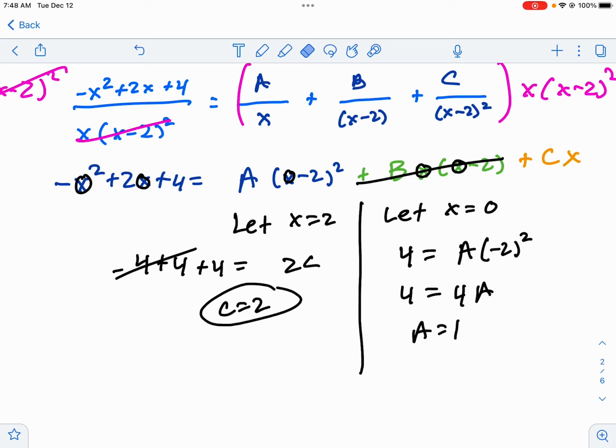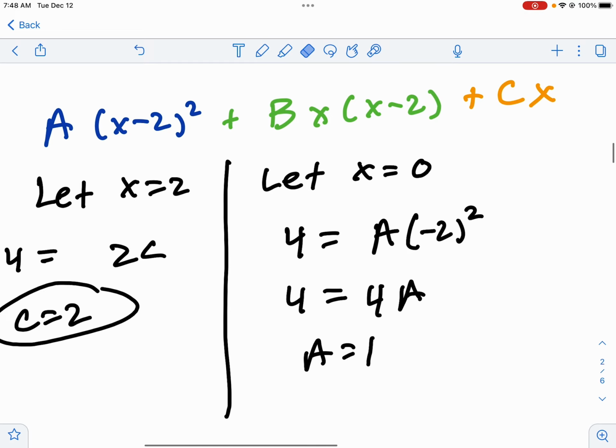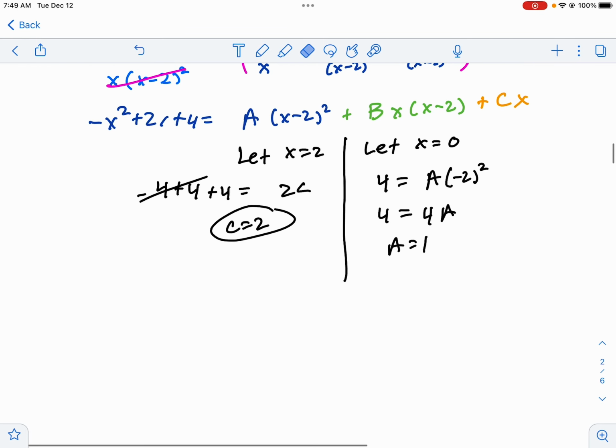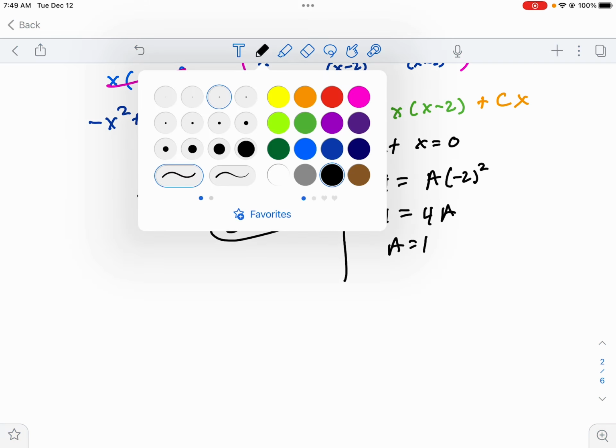So to find b, there is no number that you can choose for x that will give you b, right? Because there's no number that you can choose that will knock out the a and the c at the same time. So for b, you're going to have to do the traditional way.